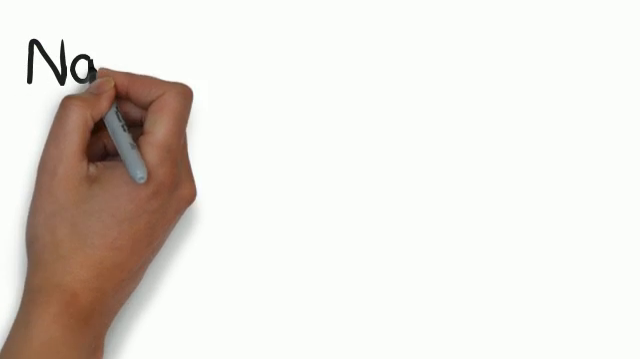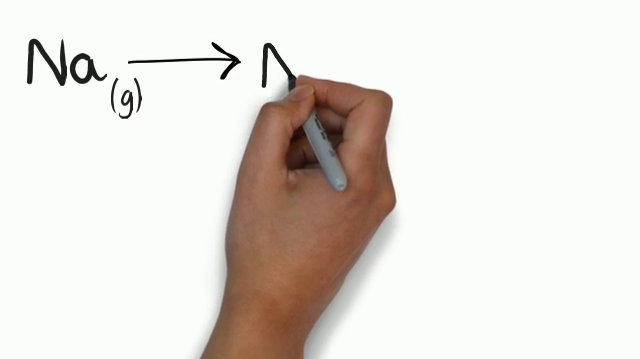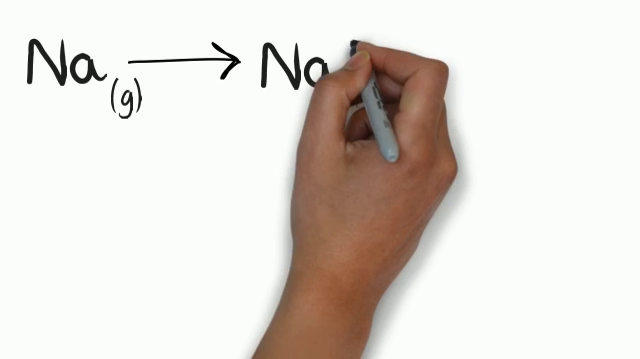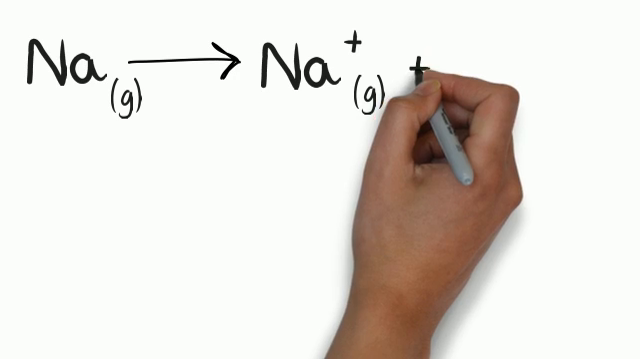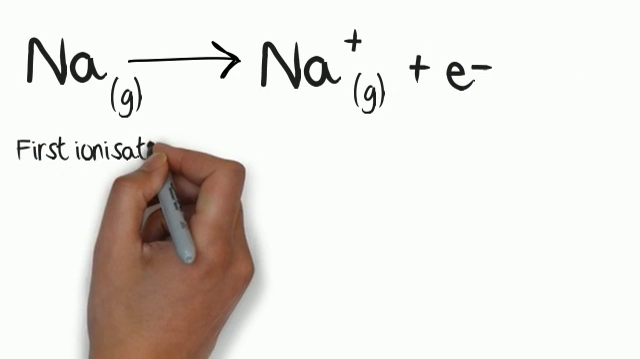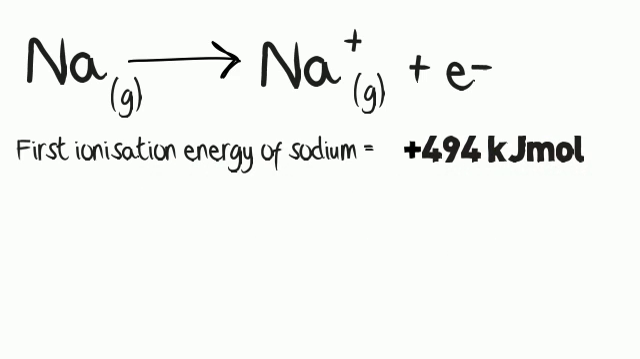The equation for the first ionisation energy of sodium is, and the first ionisation energy is +494 kilojoules per mole. Note that ionisation energy is measured in kilojoules per mole. So what does this mean? It means it's the energy required to remove one electron from each atom in one mole of gaseous sodium atoms to form one mole of gaseous sodium ions.